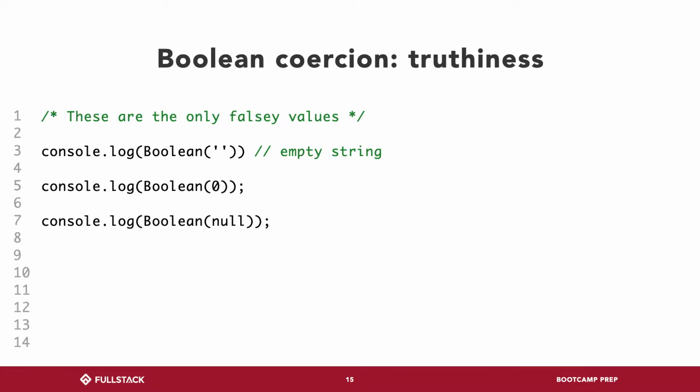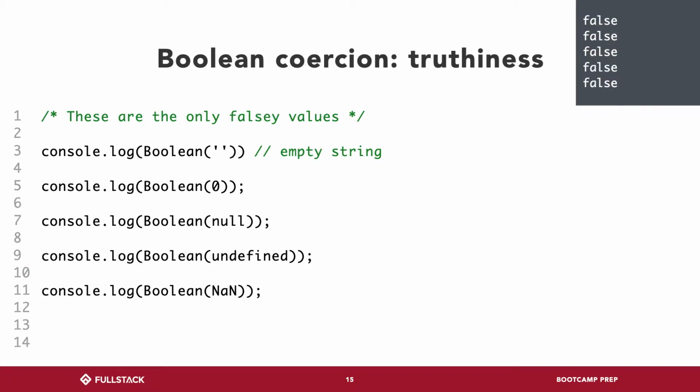These are the only falsy values, not a number. So coercing an empty string, 0, null, undefined, and not a number, you get false, okay? That kind of makes sense, right? Does anyone have any questions so far? All right.